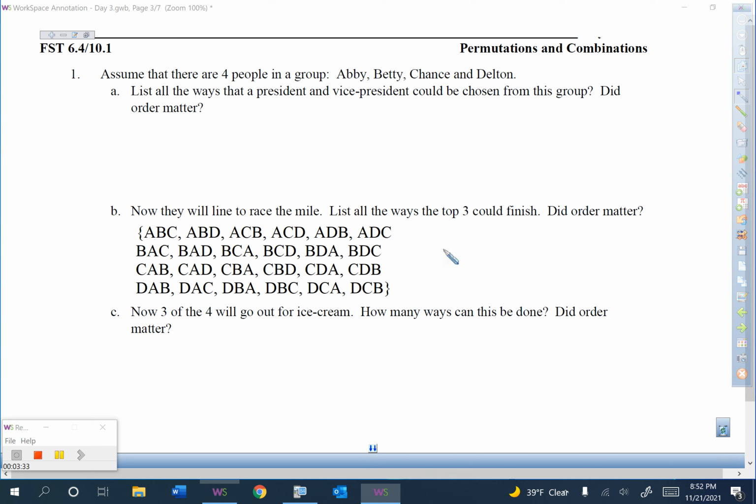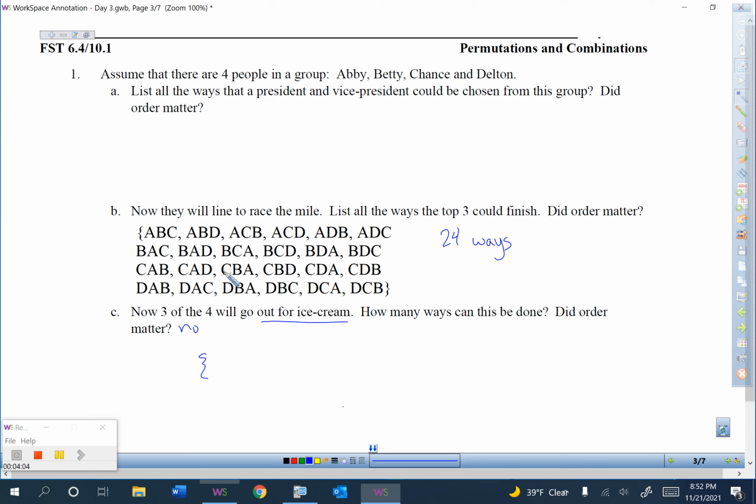Now we're going to talk about 3 of the 4, so it's similar to the question up above, but this time it's talking about just going out for ice cream. So when we're talking about just going and doing something, it doesn't give us special jobs for these. Order isn't mattering here for these ones. And with that, we're just picking a group of 3 people. So I'm going to choose Abby, Betty, and Chance to be my group of 3, which really means that everybody but Delton goes out for ice cream.